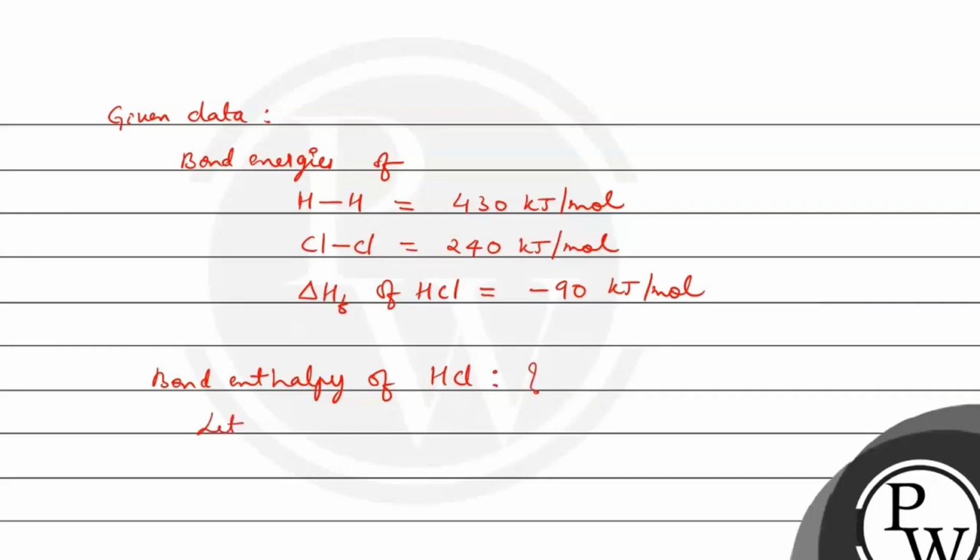So let's take X and let X be the bond enthalpy of HCl bond. So अगर X bond enthalpy है एक HCl bond के, so such 2 HCl bonds are formed in the product. For that 2x will be the bond enthalpy, that is 2x kilojoule per mole is the bond enthalpy of 2 HCl bonds.